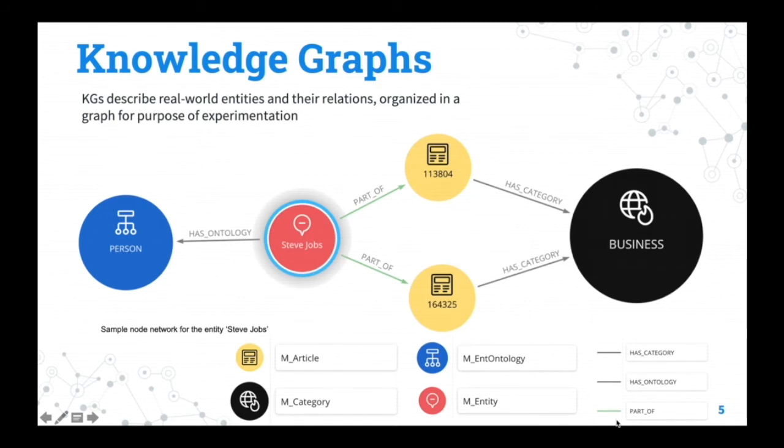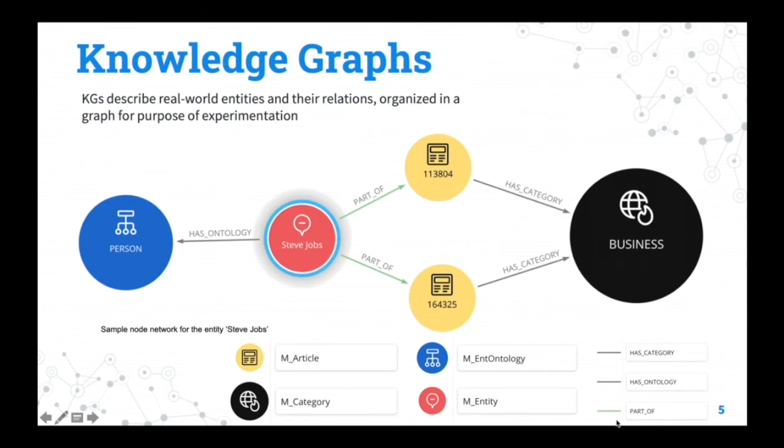So for this proof of concept study, I used a news category dataset from Kaggle that has roughly 200,000 news articles, their headlines and short descriptions. What you see here is a sample subgraph created out of 20,000 articles, which is about Steve Jobs as one of the entities.